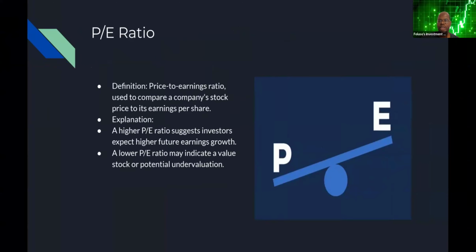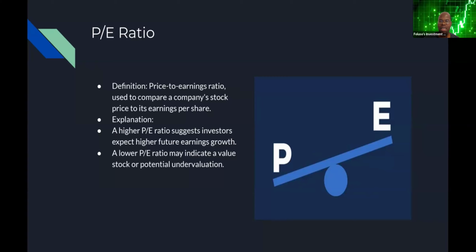Then we talk about P/E. The usefulness of P/E is for you to check how good that company is: the price they are selling at, and how much they are making on each share. So a lower P/E is a good thing. A company with a P/E of 10 is better than one with a P/E of 15.